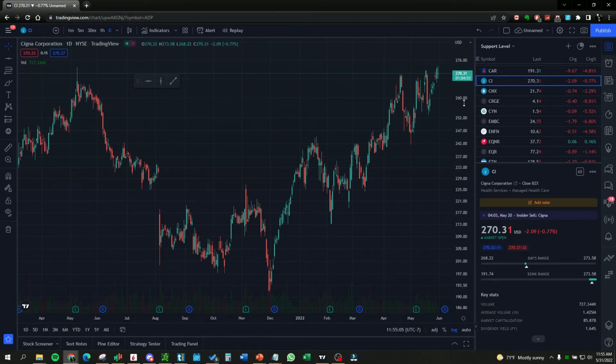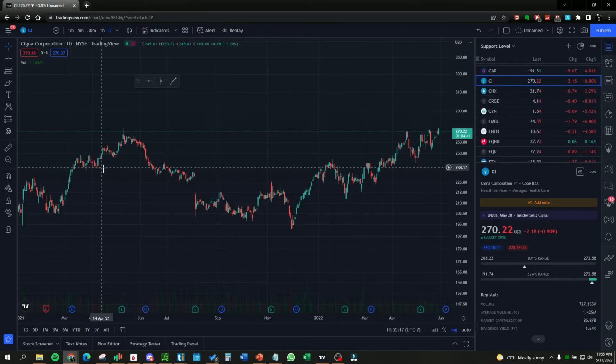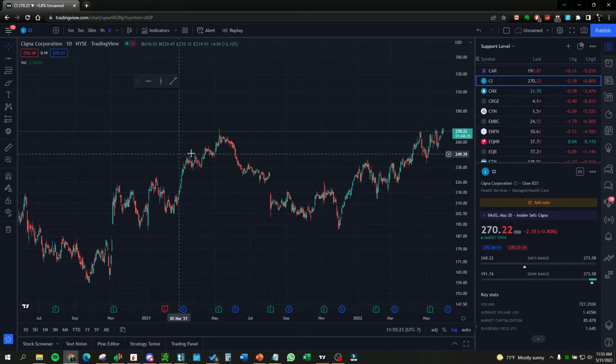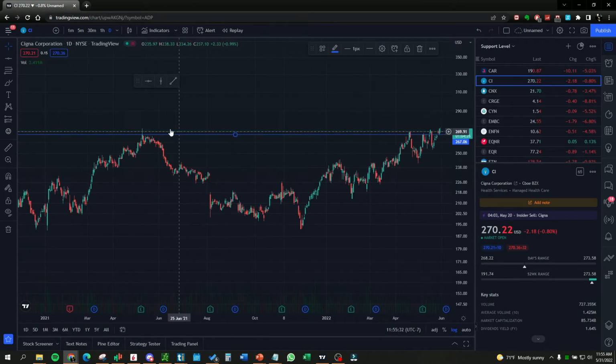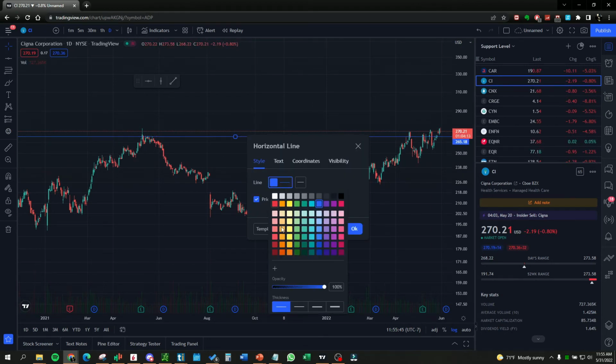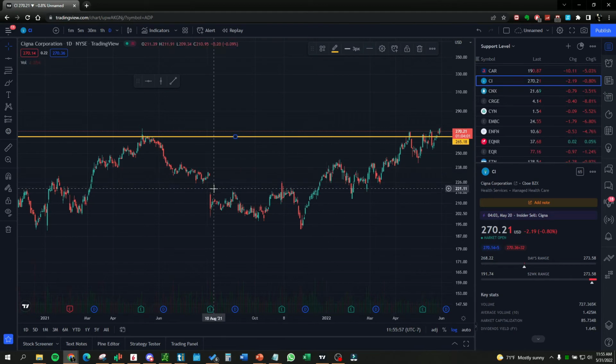We're just going to be identifying resistance levels and just drawing it with a trend line from point to point. Looking at this, resistance level could be right here. This could be a resistance level. All right. I change the line to yellow. Make it a little thicker.